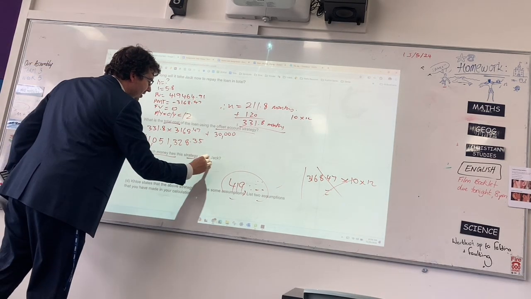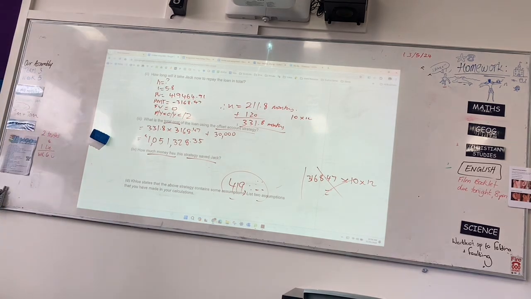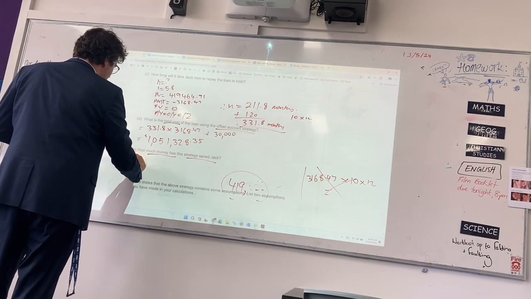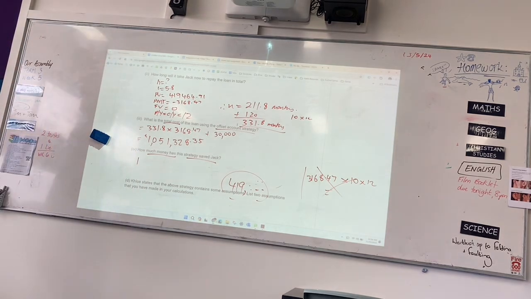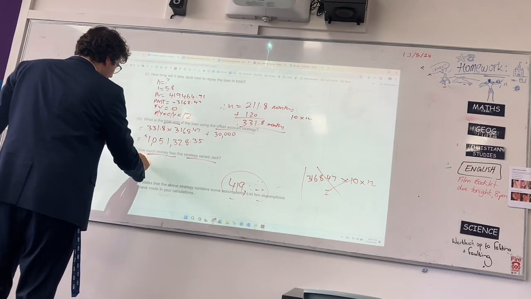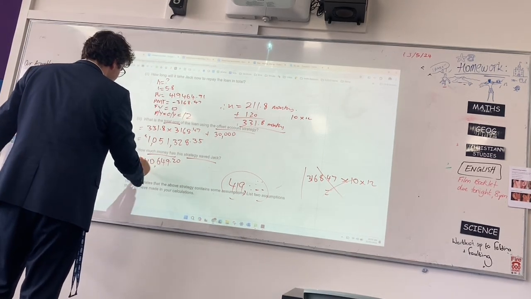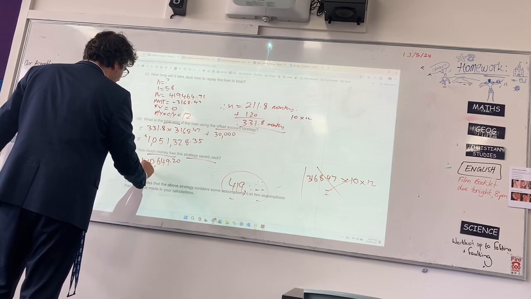How much money has this strategy saved Jack? How could we work out how much this has saved him? You just take the original, the one, part A. Part A. Good. You would go part A, which is, what's our number from part A? 1,100,000 $40,649.20. Nice. Take away 1,051,000.